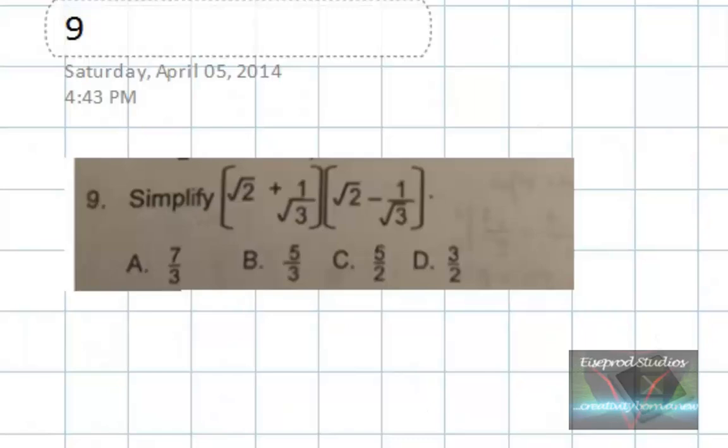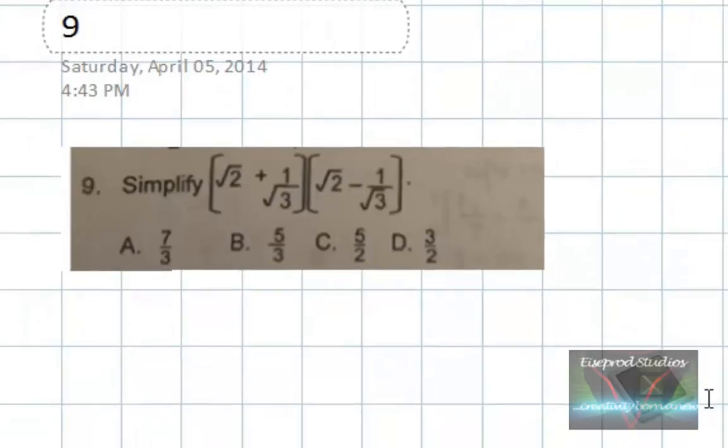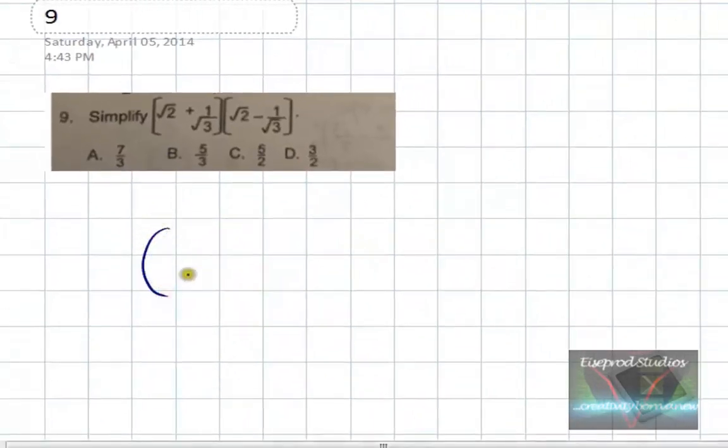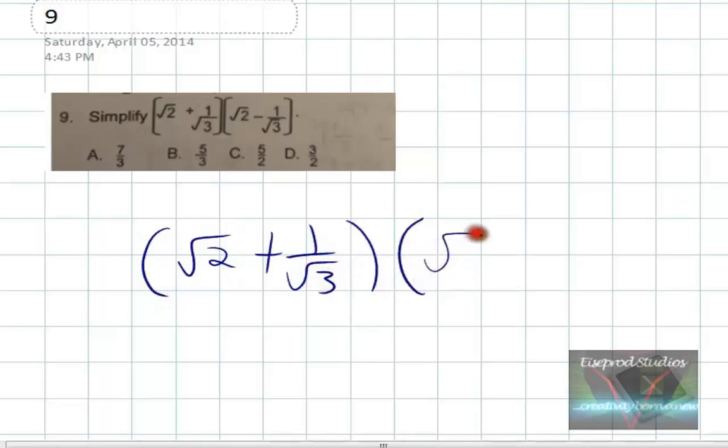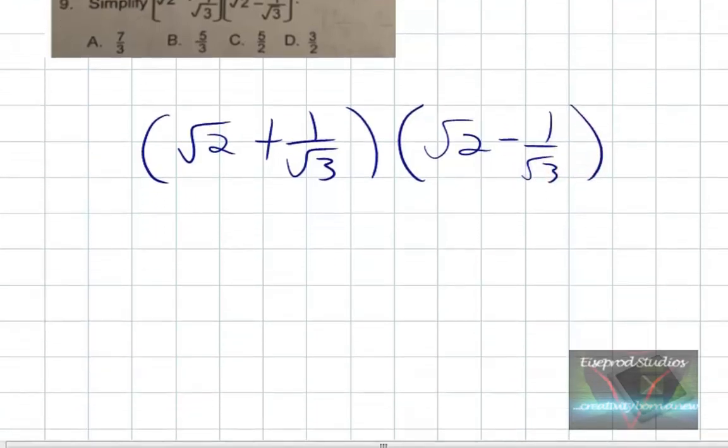So here we have question 9, and it says simplify. It gives us two quantities. We have the quantity the square root of 2 plus 1 over the square root of 3, and the square root of 2 minus 1 over the square root of 3. This is fairly straightforward. We're just going to use the FOIL method. So let me write that out for you.